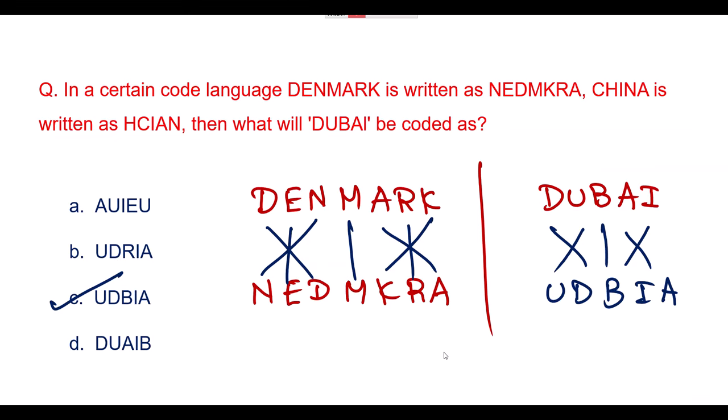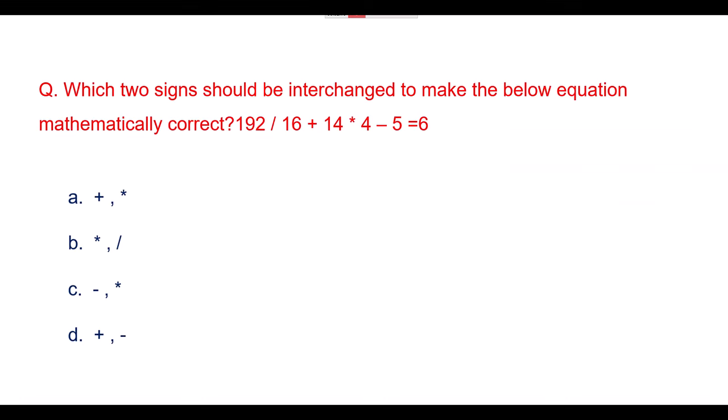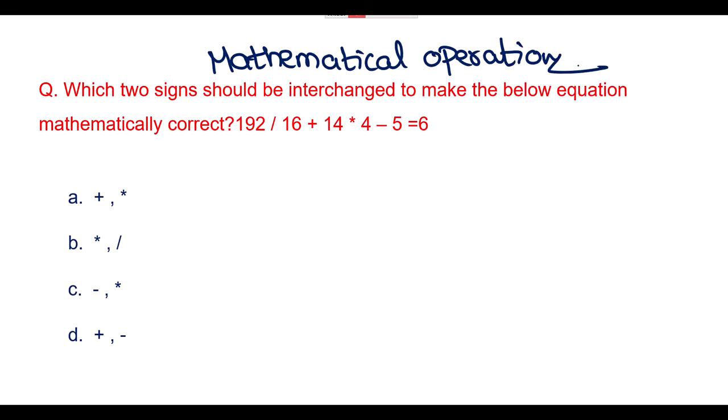Next. Now you have to interchange certain symbols to make sure you can find mathematical operations. A question you can expect is mathematical operations or mathematical coding. You can find this type of question, one or two, in reasoning. Change something in the symbols so that the final answer must be equal to 6. What symbols must be interchanged? You have to decide. Work on it.